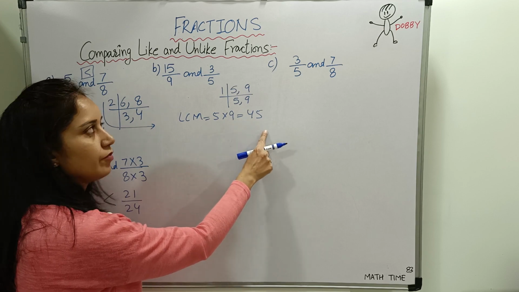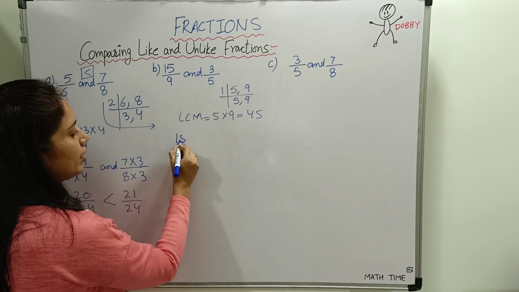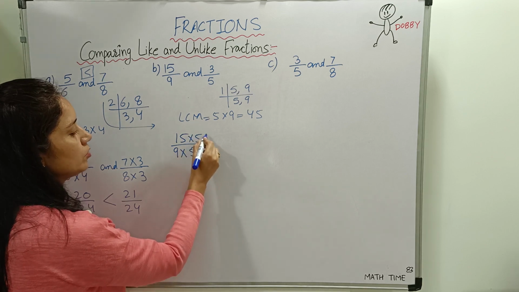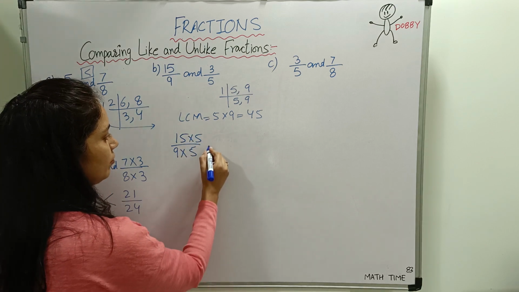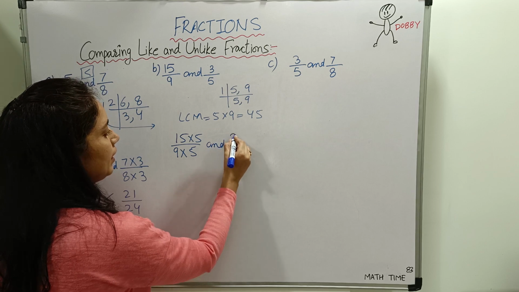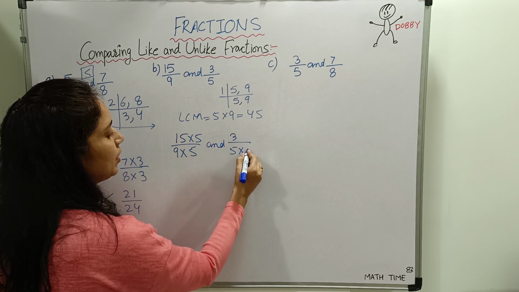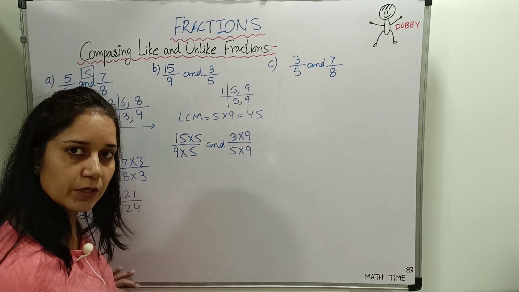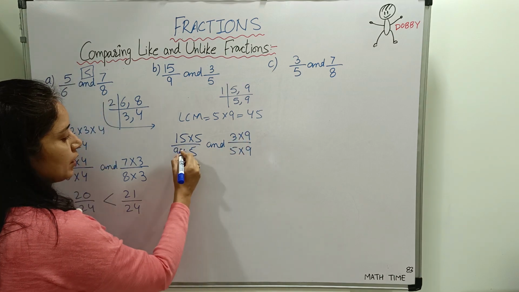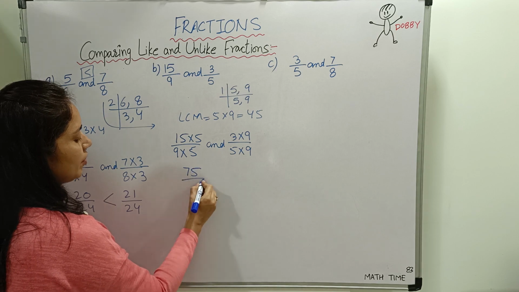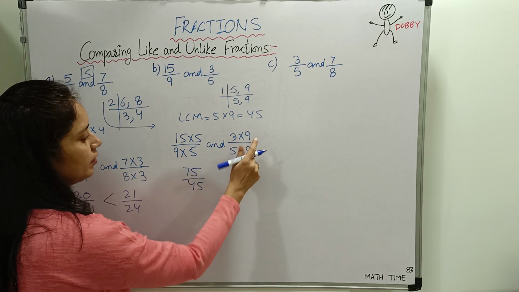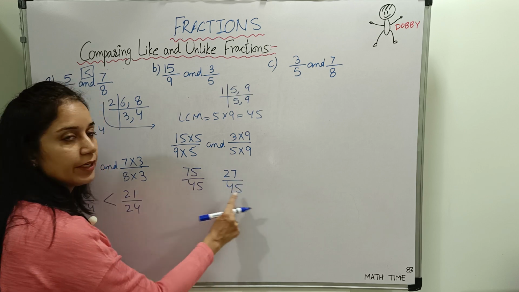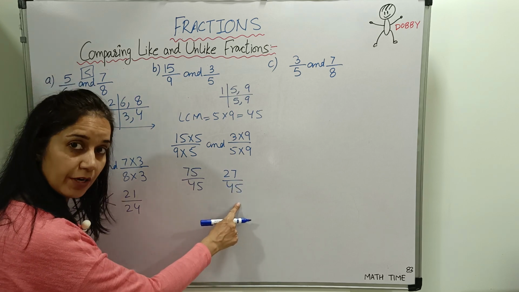5 9s are 45. Let us convert the first fraction, 15 upon 9. 9 5s are 45, so the numerator also multiplies by 5. And 3 upon 5, multiply by 9 to get 45, numerator and denominator both multiplied by 9. 15 5s are 75, 9 5s are 45. And here 9 3s are 27, 9 5s are 45. Both have turned into like fractions with denominator 45.